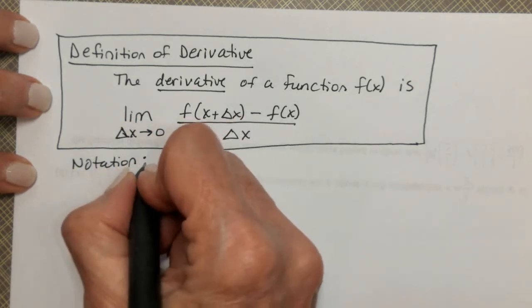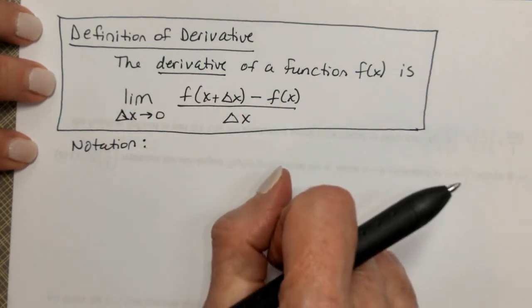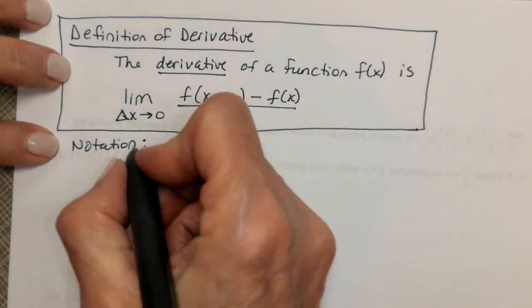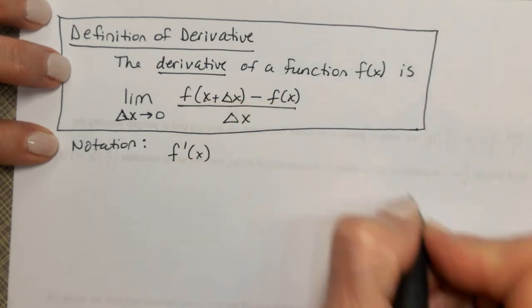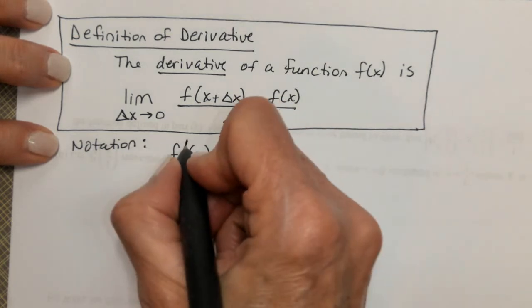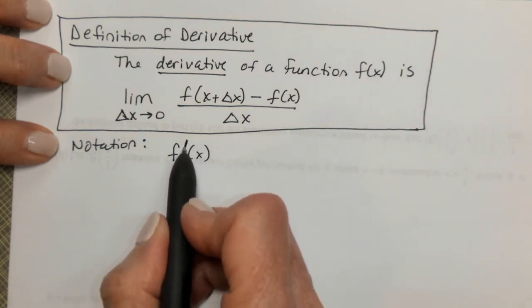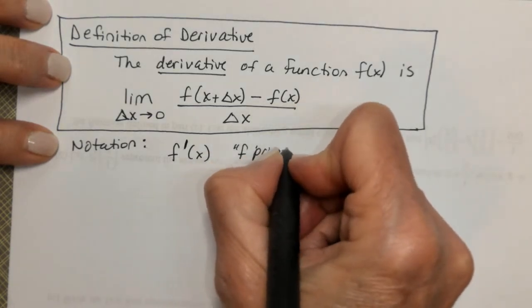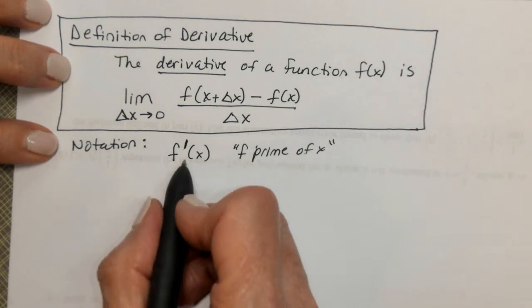Notation. Okay, that's quite a bit to write out every time we want to say what the derivative of a function is. So we have notation for the derivative of f. There are several of them. One is f prime of x. Okay, the derivative of f is f prime of x. It looks like a 1, but it's a little slanted. We call that the derivative of f. This is pronounced f prime of x, or the derivative of f.